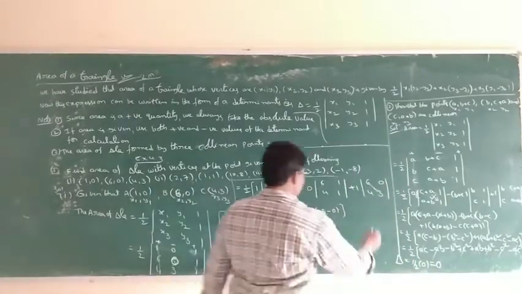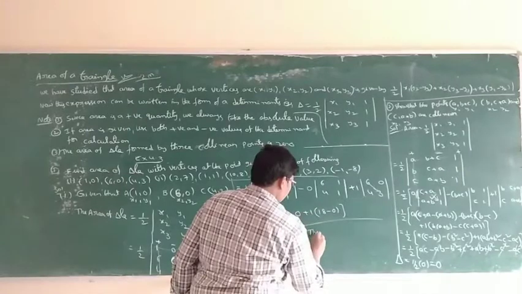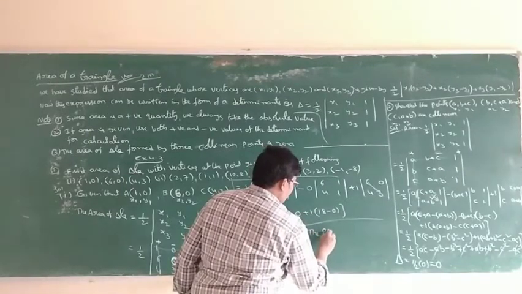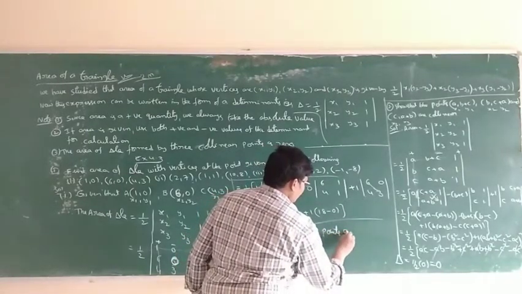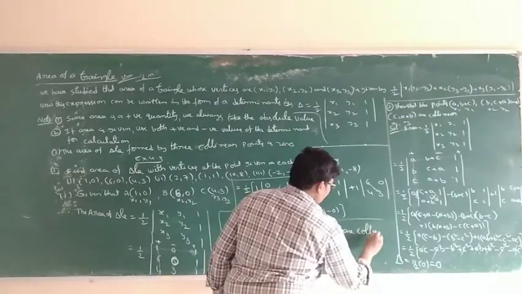Area is equal to 0 means what? So the points are collinear.